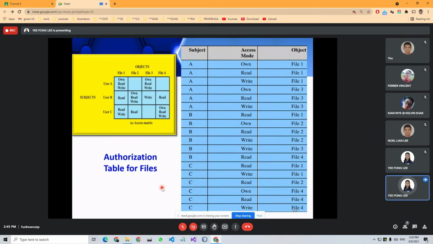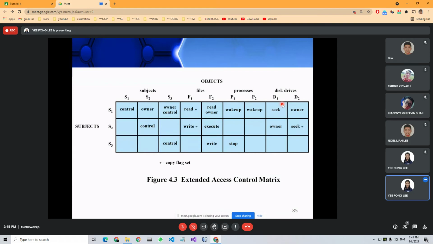Authorization table for files. This is how they read it: subject A, what access mode, and what object they can access. Extended access control matrix. Okay, a different way of drawing. So just now we had files and objects in rows and columns, right? This is the extended version.